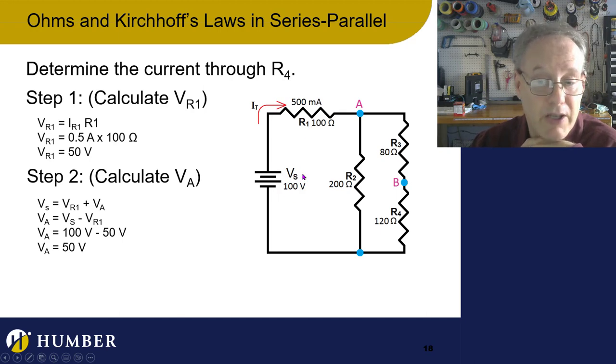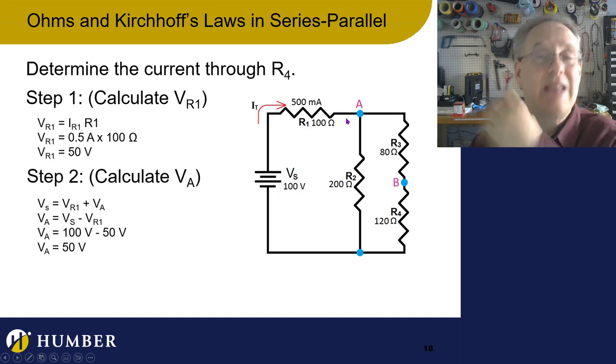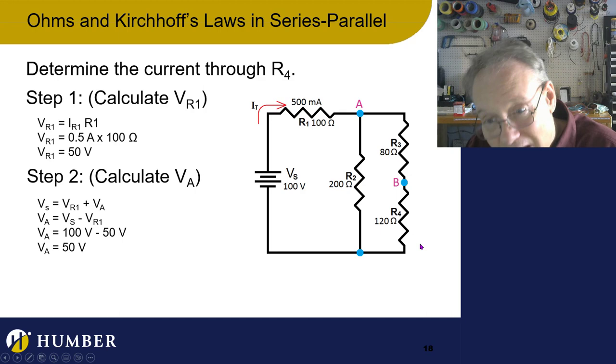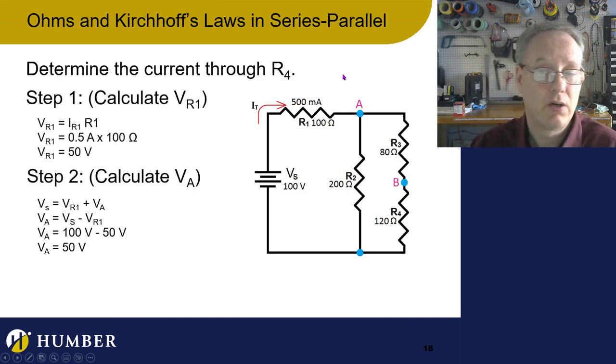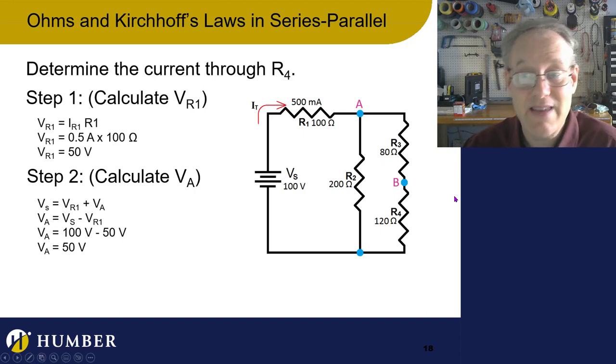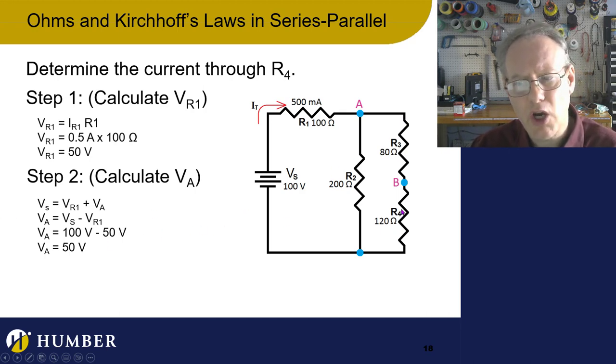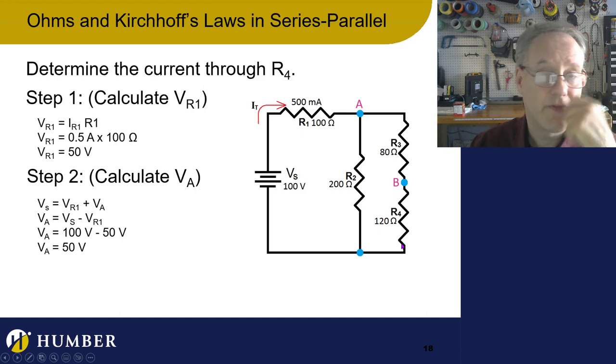Okay, so my source voltage is 100 volts. So my voltage potential at point A is 50 volts because I've got two things that are in series. I've got this and this parallel element of the circuit that are in series together. So I know the voltage drop across this parallel element of the circuit is 50 volts. Actually, I know the voltage drop across R3 and R4 is 50 volts. So if I wanted to know the current going through here, well, there are actually a few ways I can do that.